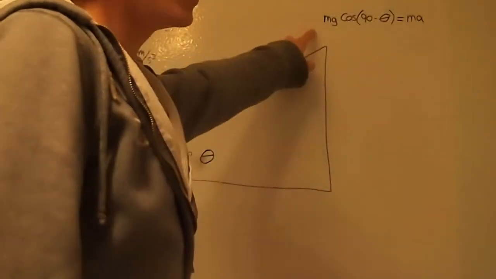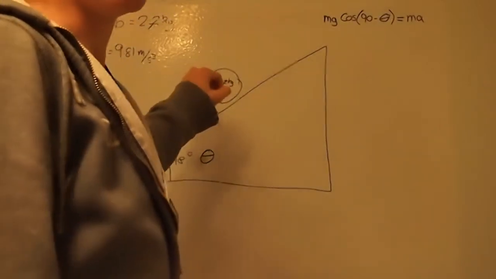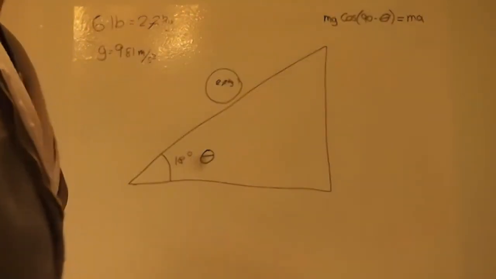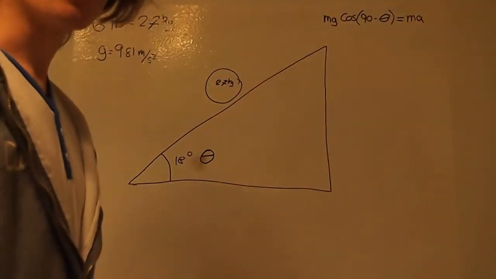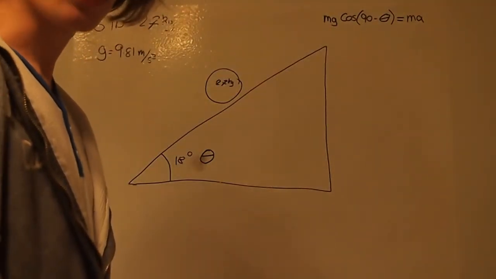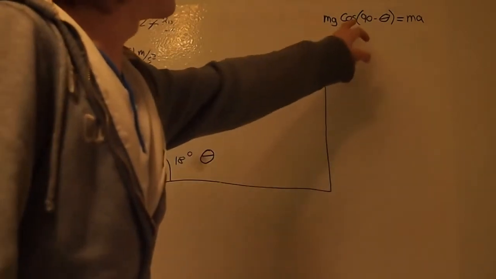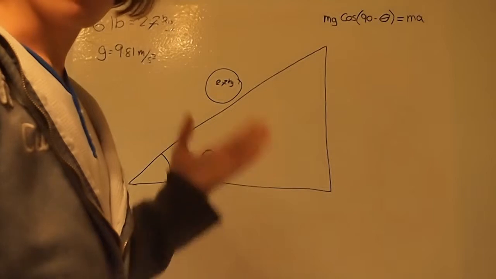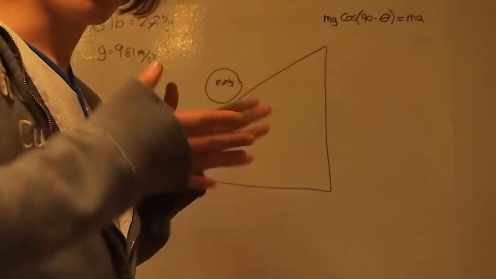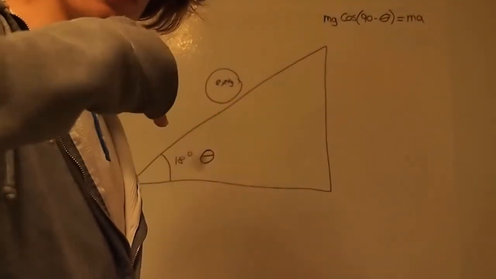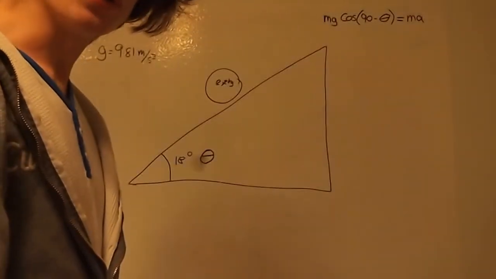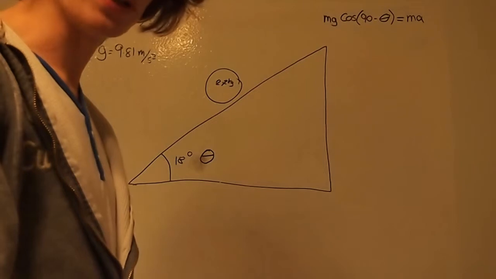Now, the mass here is the mass of the bowling ball, which is 2.7 kilograms. The g is gravity, or acceleration due to gravity, which is 9.81 meters per second squared. The cos(90 minus theta) gives you the fraction of the acceleration due to gravity which is going to be exerted on the bowling ball, as if it was falling straight down it would accelerate at a rate of 9.81 meters per second squared.